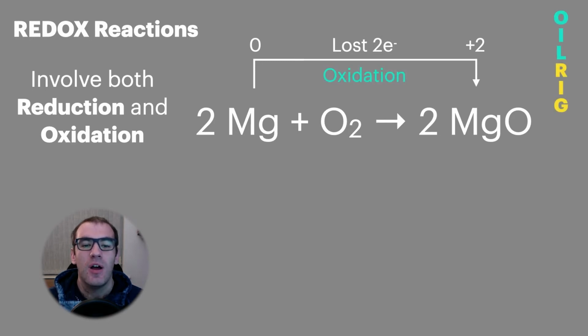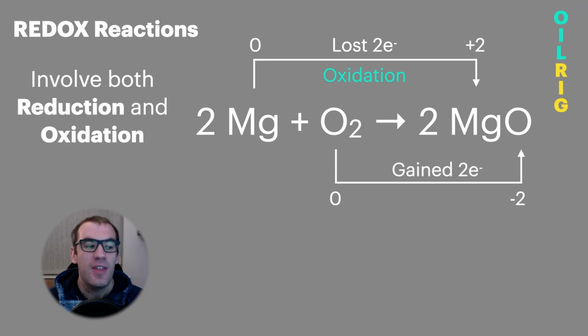oxidation. Looking at oxygen then, it started as an element, but it has an oxidation state of 0, and is now bonded to magnesium and has an oxidation state of -2. This means that it's gained 2 electrons. This is reduction. When working this out in an exam, I find it particularly useful to write the oxidation states below, before identifying which one's been oxidised or reduced.